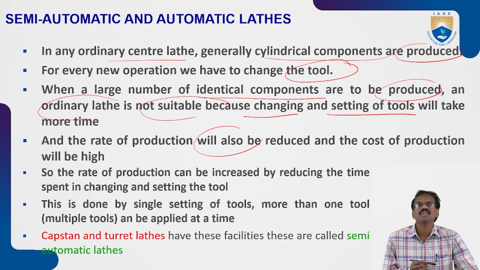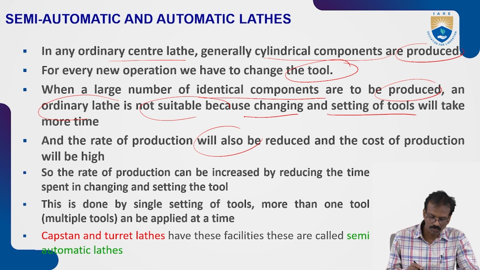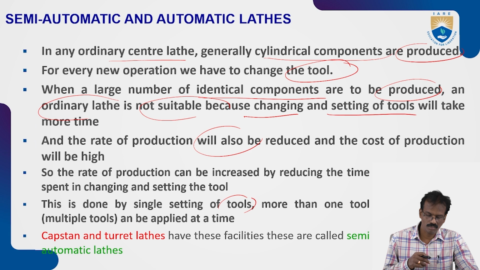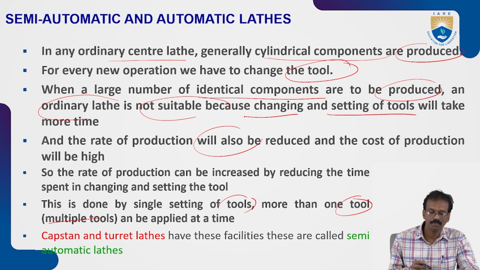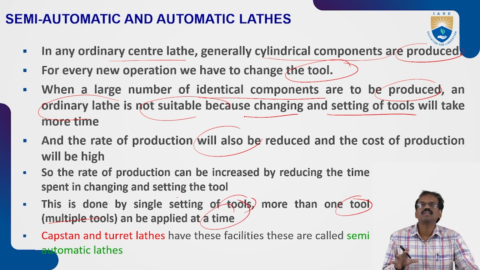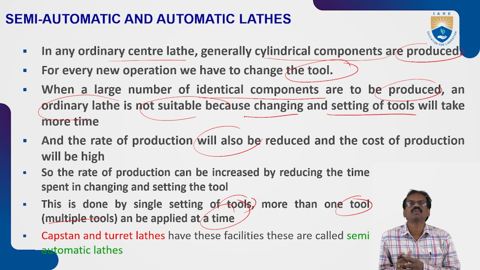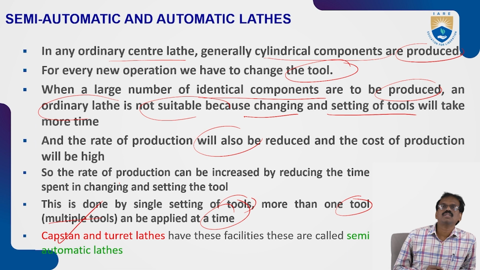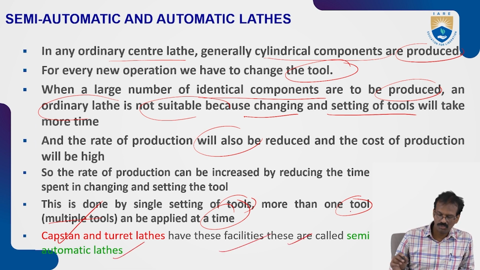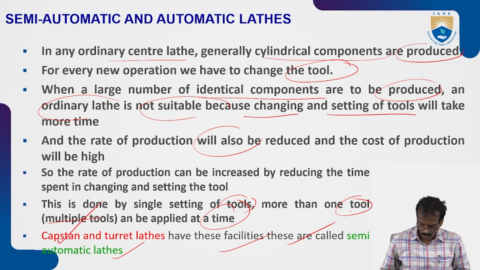Okay, so this is done by single setting of the tools. It means according to the sequence of operations, you have to set the tools and you can operate the tool bits automatically. So more than one tool, multiple tools, can be applied at the same time. That accommodation will be available on these machines, mainly capstan and turret lathes. So these are called semi-automatic lathes. We'll see what the features of this type of semi-automatic lathe are.